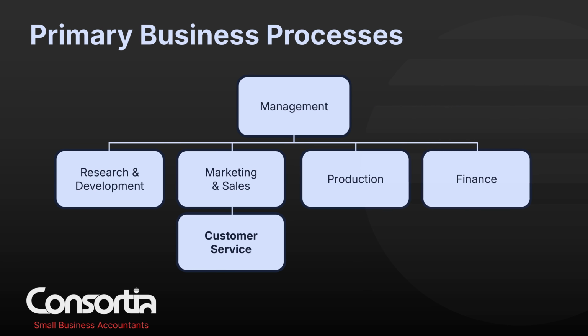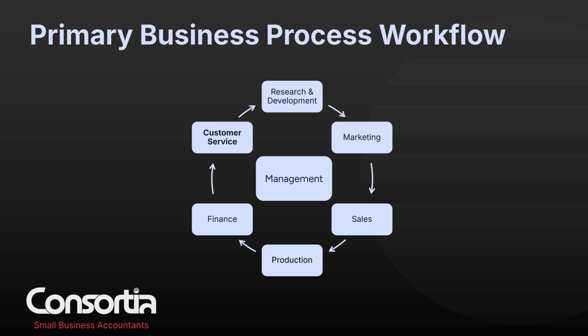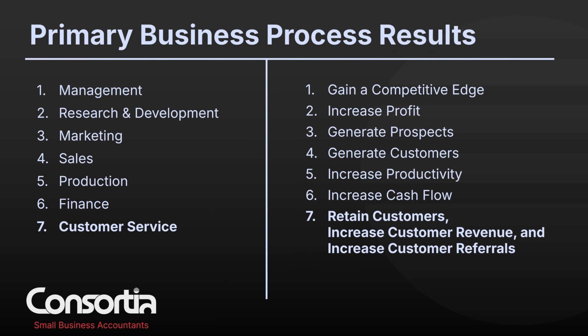Once again, let me take a few minutes and remind you of the primary business processes. A high performance small business will have management overseeing the business processes of R&D, marketing and sales, production, finance, and now customer service. The primary business process workflow begins with research and development. What products and services are we going to offer our target market? Marketing, sales, production, finance, and customer service, as we'll address today. And once again, as a reminder, primary business process results.